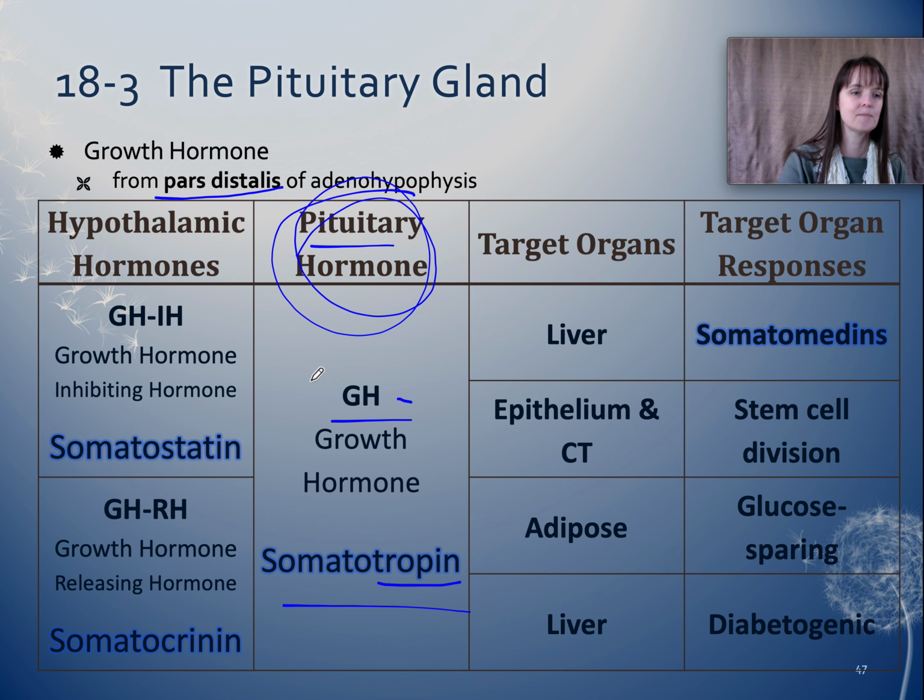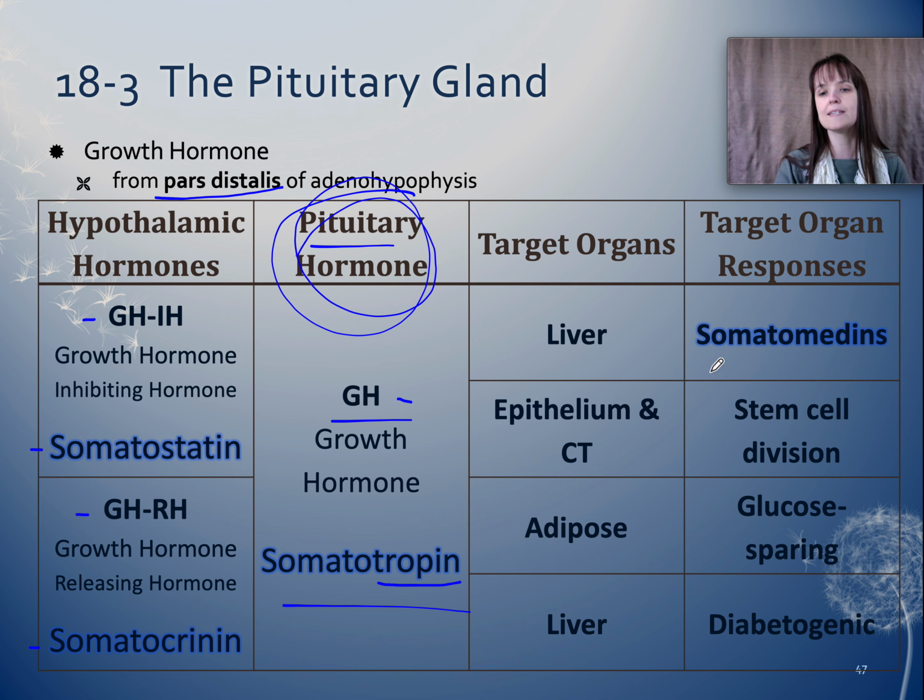Give that a second to sink in. So we have 2 hypothalamic hormones here. We have growth hormone inhibiting hormone, somatostatin, and growth hormone releasing hormone, somatocrinin. Okay, lots of target organs here.